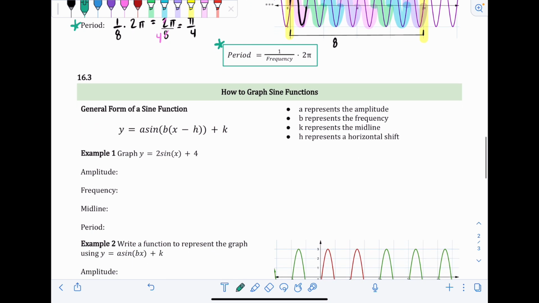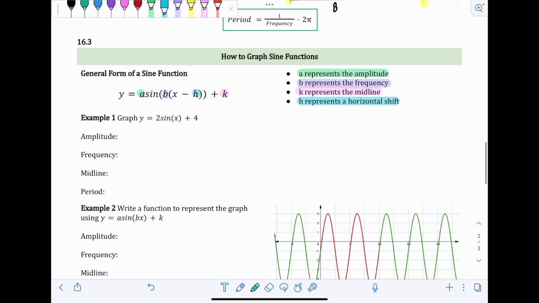Okay, 16.3, how to graph sine functions. There's a general form for sine functions: y equals a times sine b of x minus h, plus k. A is going to be the amplitude in this case. B is going to represent the frequency. K is the midline. It's also a vertical shift still, so that's the same. And then h is a horizontal shift. That's something we're going to learn in a future lesson, so you don't have to worry about a horizontal shift today.